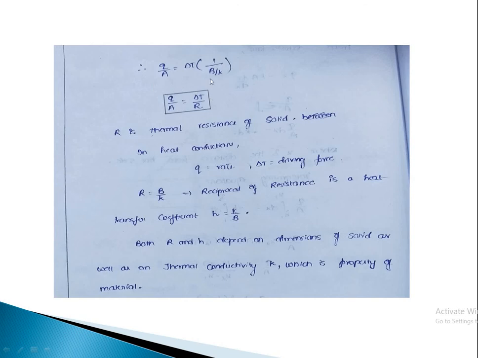Now we know that the ratio of the thickness to the thermal conductivity is resistance. The reciprocal of the resistance is the heat transfer coefficient, which is denoted as H. So H can be written as K by B. R and H, resistance and heat transfer coefficient, depend on the dimensions of the solid as well as the thermal conductivity K. And we know that thermal conductivity is a property of the material. So, okay guys, this is the equation for steady state conduction.